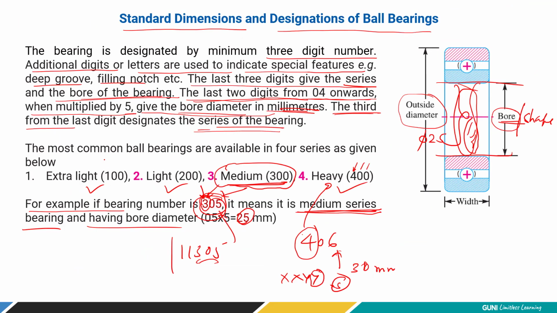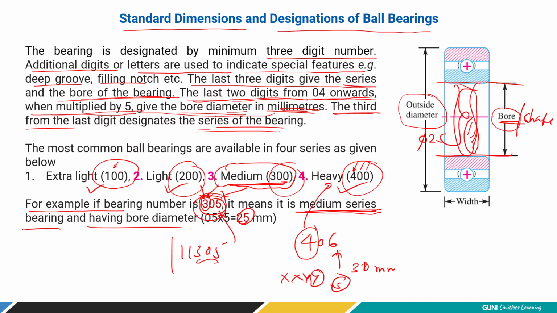Then at the last moment we were discussing the standard designation or dimensions of bearings, right? In which we were discussing that the bearings may be classified into extra light, medium, and heavy series, right? We also saw how the number is designated. The last two digits, from 04 onwards, when multiplied by 5, will give the bore diameter. That means this is the case, right?